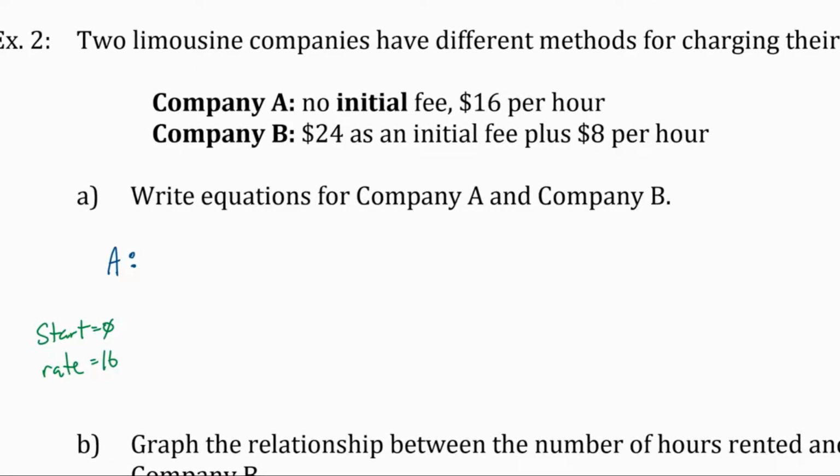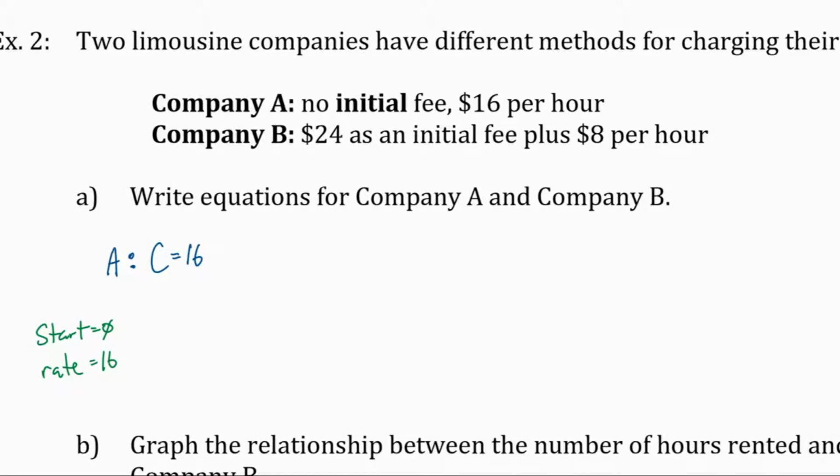It's a total cost, right? How much they charge. So I'm going to use a C for that. So C equals 16 times. So here we could use H, we could use N for number of hours, we could use T for time. I think we're going to find in the graph below that it uses N, so I'm going to use that as well. And then I've got the plus 0, which we don't need. So this is C equals 16N.